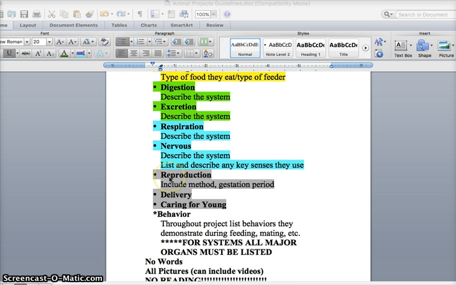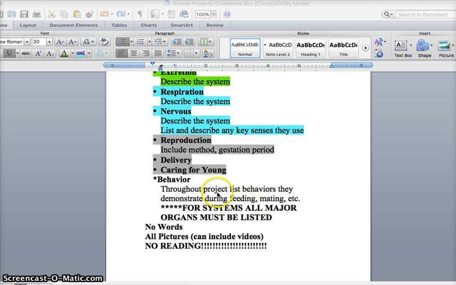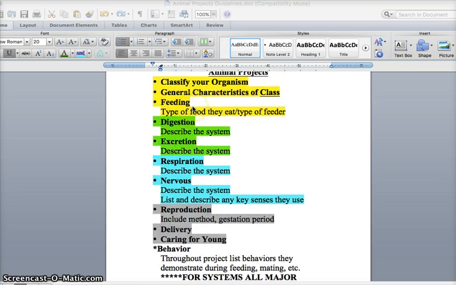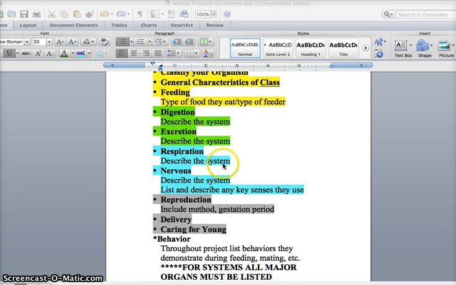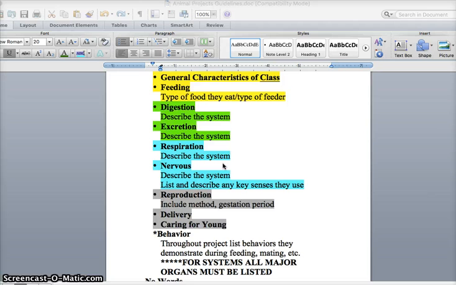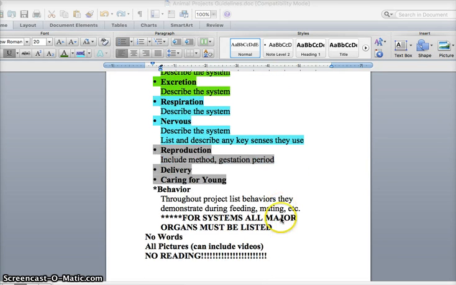When you get to reproduction, it's a little bit more than the system. I want you to include how they reproduce, the gestation period for your organism, how they deliver, and how they care for their young, if they do at all. Throughout the project, you're going to notice a lot of behaviors. Even for feeding, there are behaviors. For reproduction, there are behaviors. Please include those throughout the whole project.